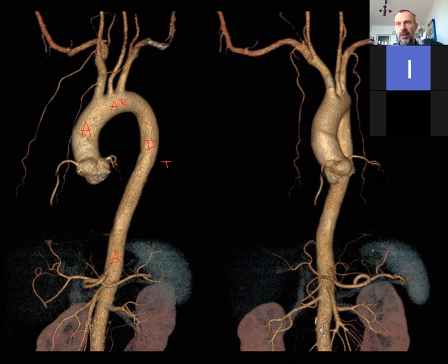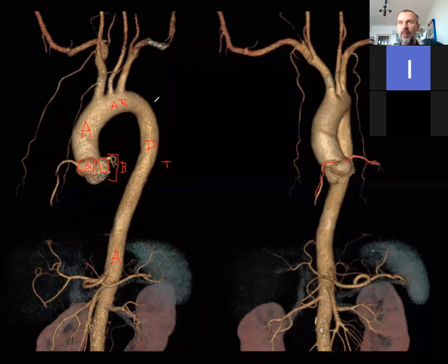Okay, from ascending aorta, we can nicely see these enlargements, which we call sinuses. And the whole area here we call a bulb. Yeah, this is the aortic bulb. And from the sinuses, we can nicely see the right and left coronary artery. Yeah. Then we can see the aortic arch, and from aortic arch, 3 main branches.